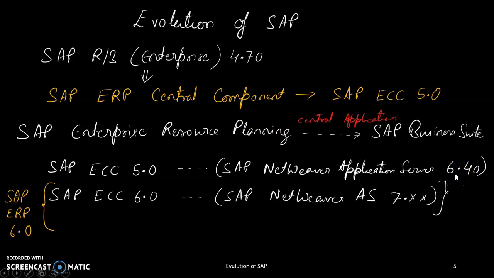The current version is SAP ERP 6.0, previously SAP ERP 2005, which includes SAP ECC 6.0 and other components, and operates on the basis of SAP NetWeaver Application Server 7.XX.